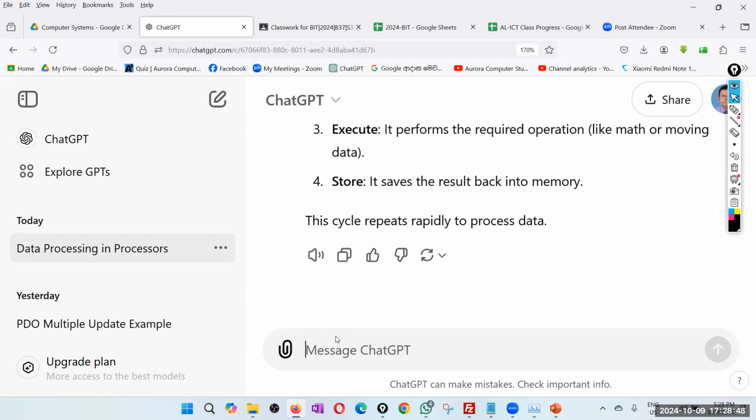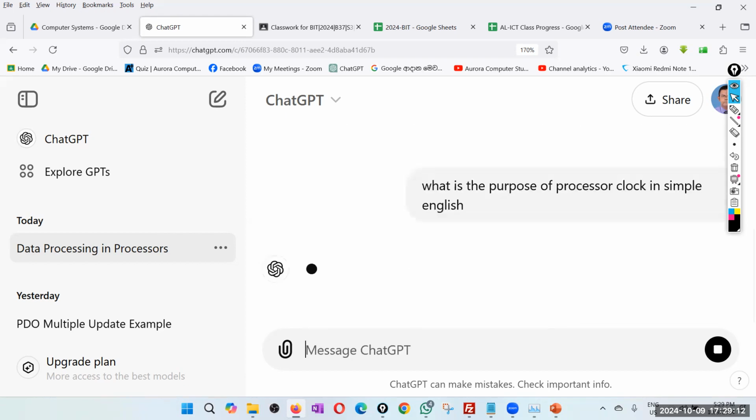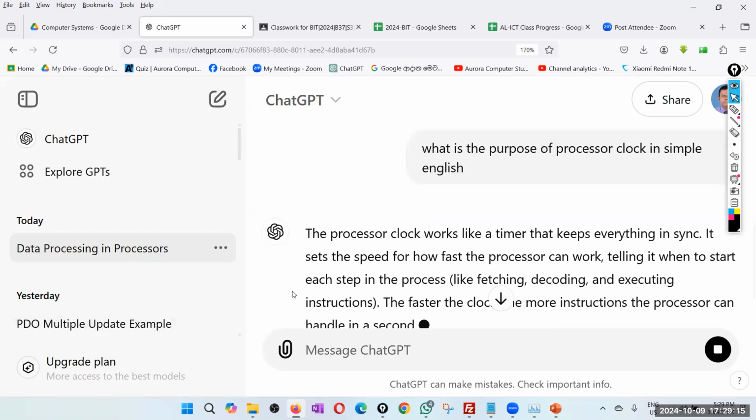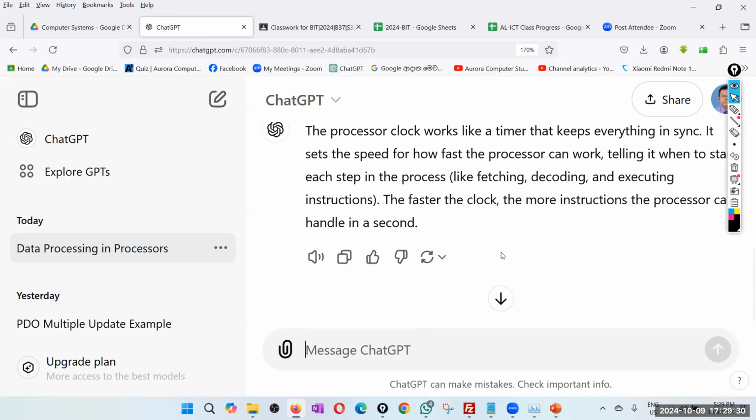Okay, so let's see what is the purpose of the processor clock, in simple English, simple and short. ChatGPT can understand. The processor clock works like a timer that keeps everything in sync. Actually, I did not explain that part yet. It sets the speed for how fast the processor can work, telling it when to start each step in the process, like fetching, decoding, executing.